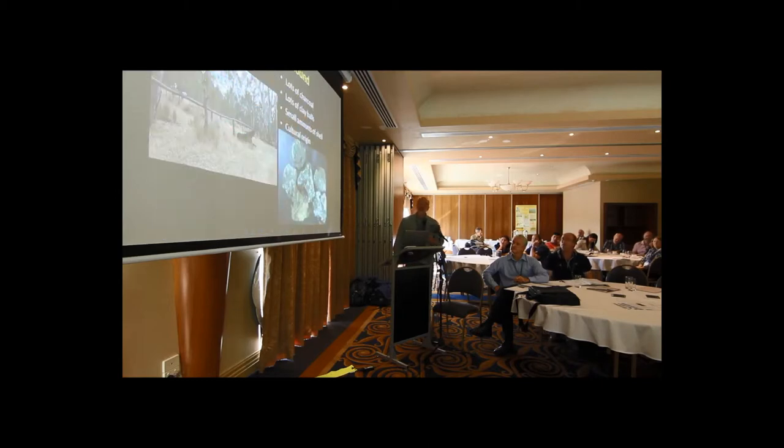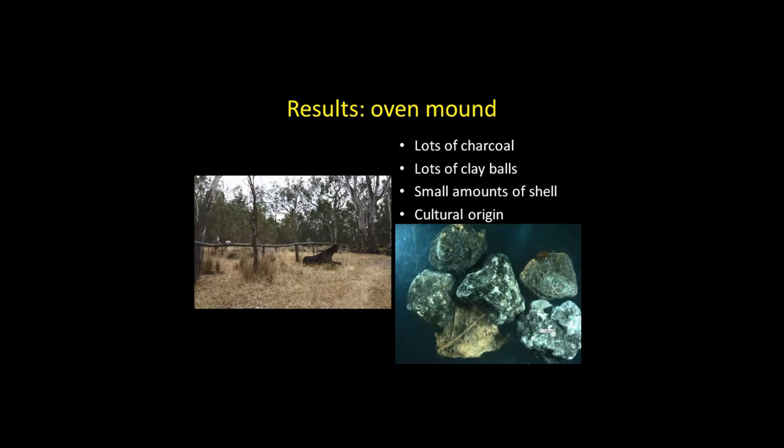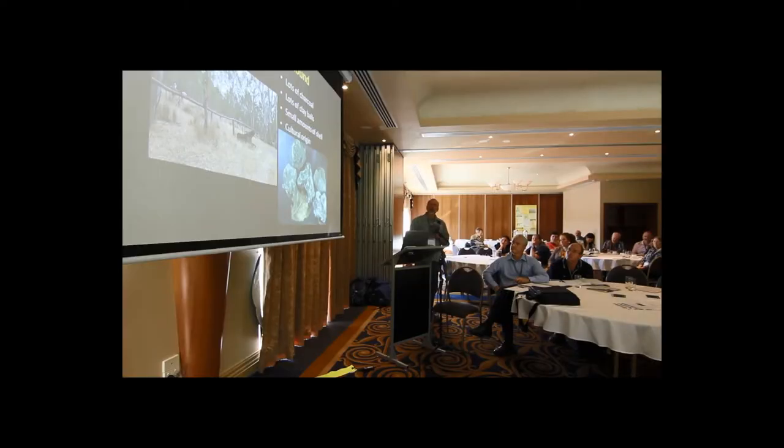Oven mounds are a very different environment, often much bigger. Many of them have been fenced off in the Barmah area. And in that case, we got lots of charcoal and lots of clay balls, confirming that they were of cultural origin. In some cases, there was some uncertainty about whether in fact they were of Aboriginal origin, but they are. And relatively small amounts of shell. In most cases, you couldn't see shell on the surface.